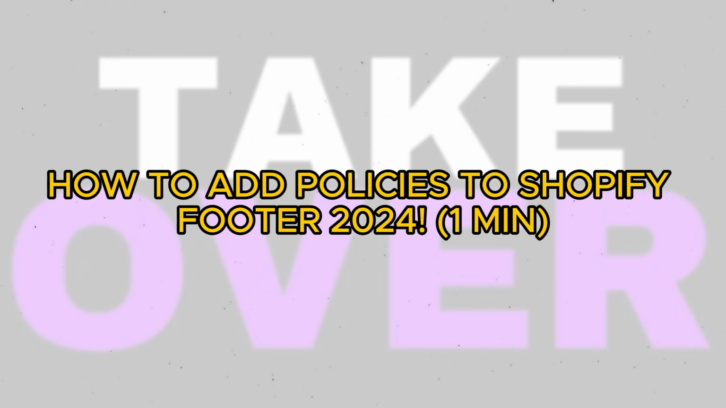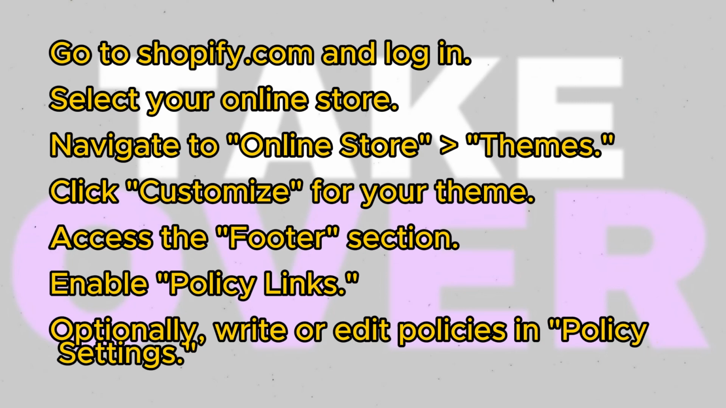You should now be redirected to your online store's dashboard. Navigate to the Online Store section in the left menu and click on Themes. This will take you to a page where you can manage your store's themes. Next, click on Customize for the theme of your online store. This action will open up the customization options for your chosen theme.